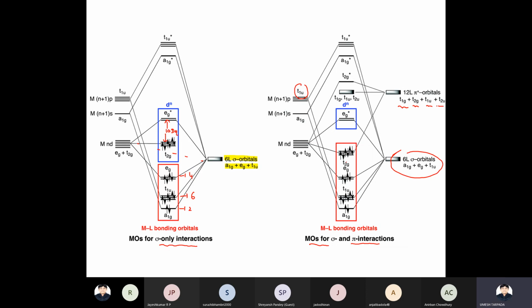So T2G symmetry is matched with this one. So you can have remaining orbitals called T1G, T2U and T1U. These are the remaining non-bonding orbitals. Now this comes here and its anti-bonding is this one. So this is from pi bond. So of course you can have 12 ligand pi star orbitals, these are the 12, 3 plus 3 plus 3 plus 3.